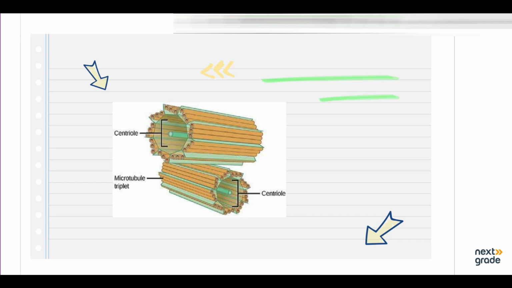Then here, if you see, the microtubules are more visible. Each centriole consists of a cylindrical array of 9 microtubules, placed at right angles to each other. It's a microtubule triplet. A triplet has 3, so 3 into 3 is 9. So it's a microtubule triplet basically.